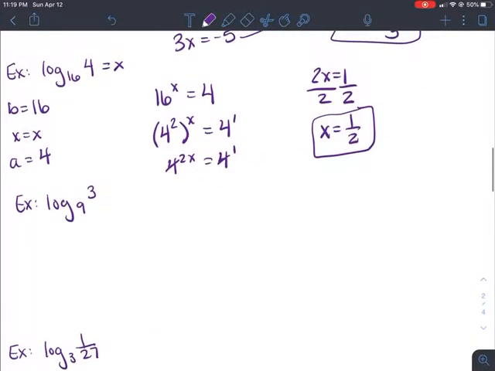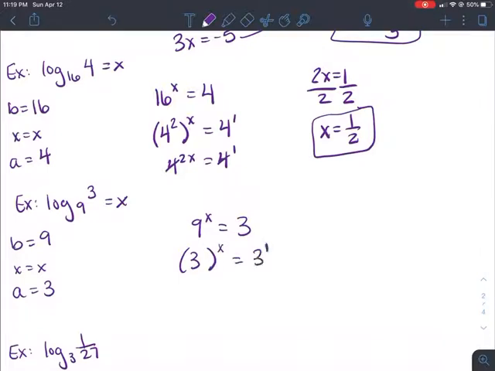Here's another example. And here I'm going to set it equal to x, and I'm going to convert to exponential form. My b is 9, my x is x, my a is 3. So I do 9^x equals 3. Now I need to find a common base. I know that 3 goes into 9, so I'm going to say 3 to the power of something, x, equals 3 to the power of 1.